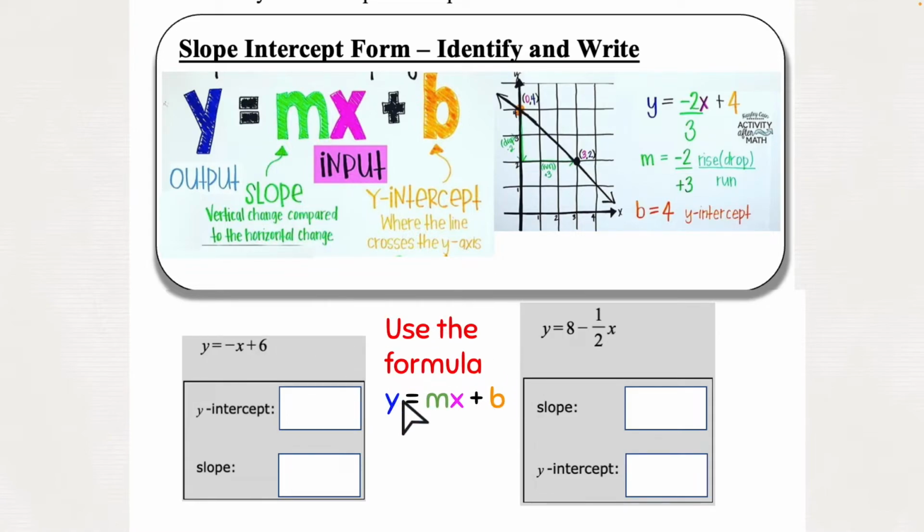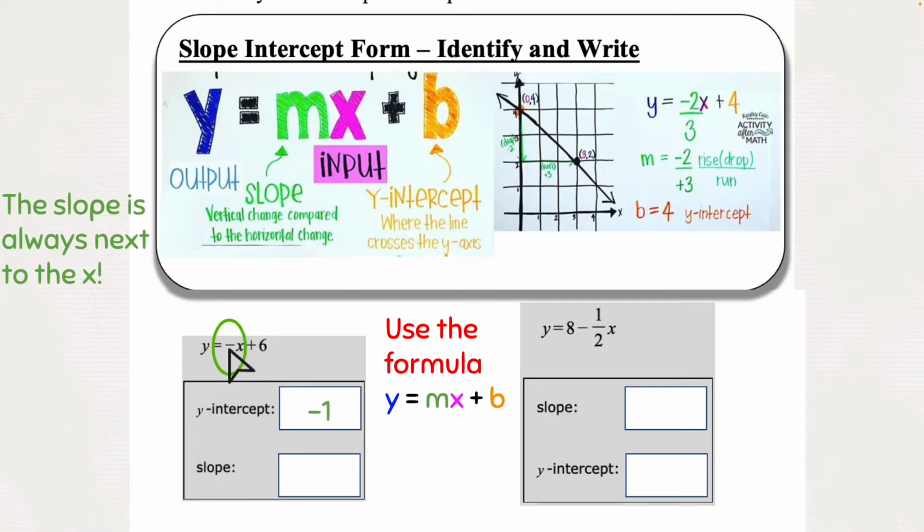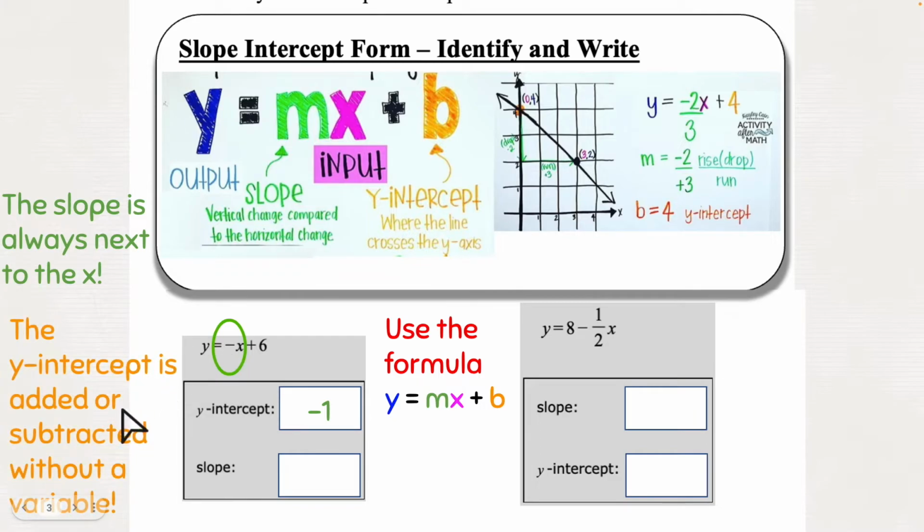So if we look here, the slope is always next to the x. If we look at this, I see just a negative. Whenever you don't see a 1 or any number, you just see either nothing or a negative, that means it's a negative 1, or just a 1 if you don't see the negative. So just keep in mind it's not nothing, it's a negative 1. And then the y is added or subtracted without a variable. So we just look for that number that's being added or subtracted, and that is our y-intercept.